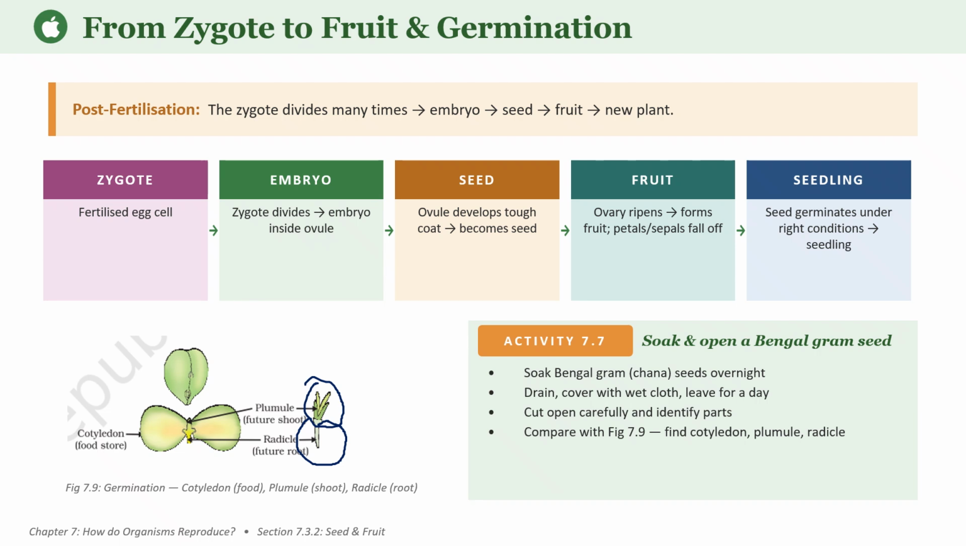Next we are going to see one activity: soak and open a Bengal gram seed. We soak Bengal gram, that is chenna, overnight and keep it wrapped in a wet cloth. Observe the sprouting after 1 to 2 days and identify what we can see. We can see the cotyledon. Can you see the cotyledon? This is the cotyledon, and it has a plumule and also a radicle.